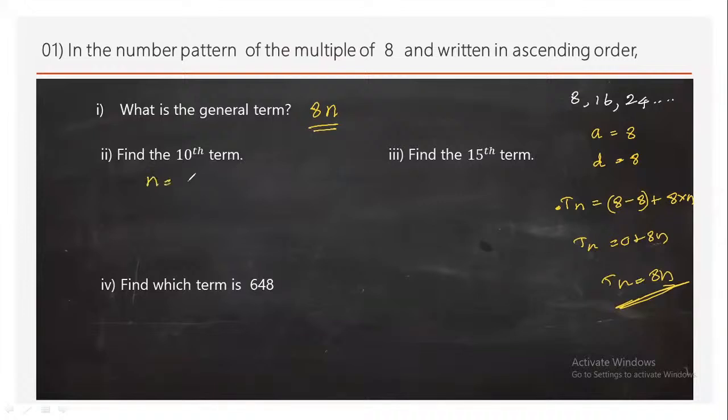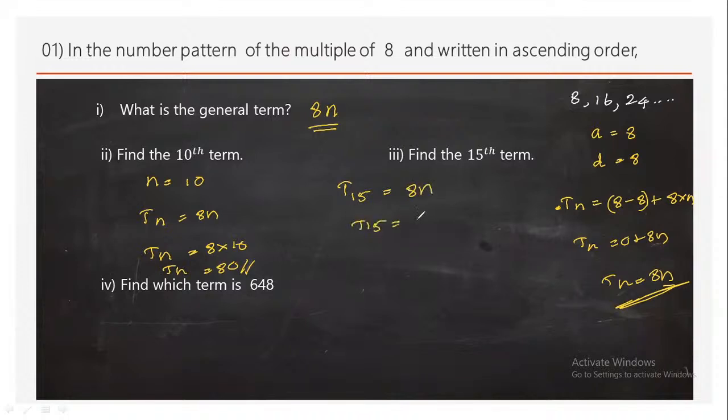Find the 10th term. It means n equals 10. Tn equals 8n, so T10 equals 8 into 10, which is 80. Find the 15th term. T15 equals 8n, so T15 equals 8 into 15. 8 times 5 is 40, and 8 times 1 is 8, which gives 120.